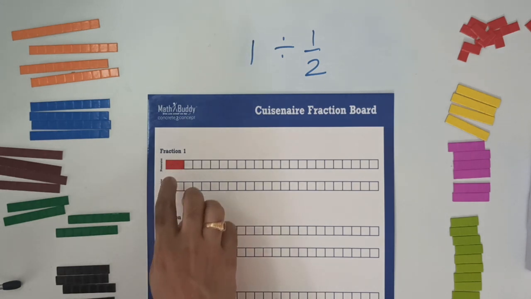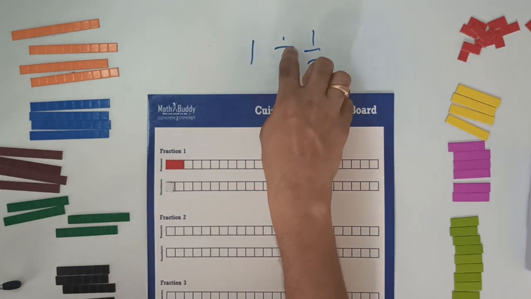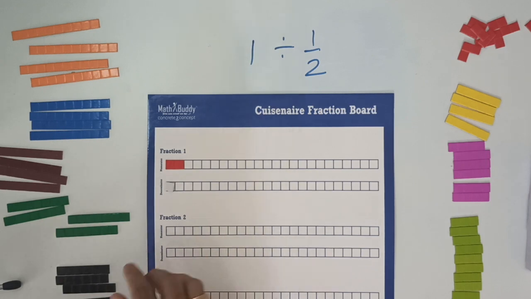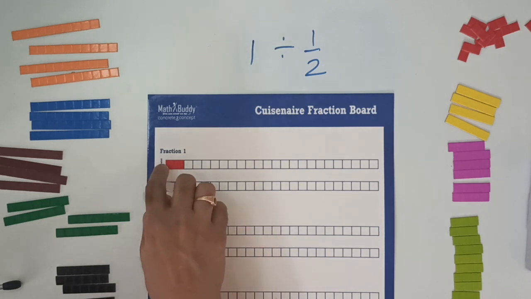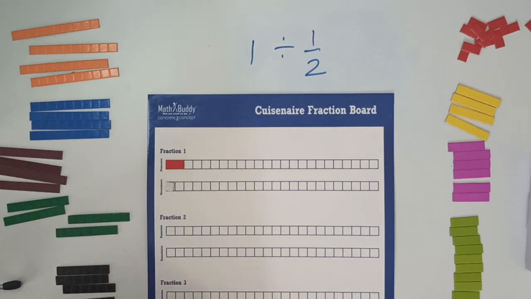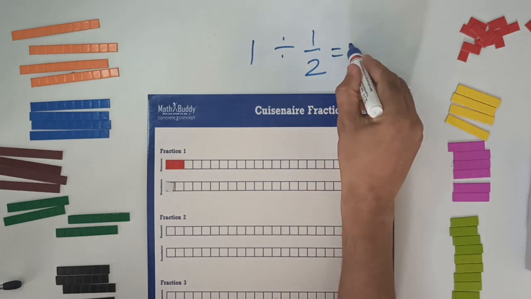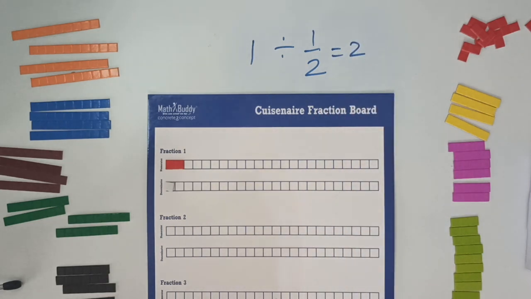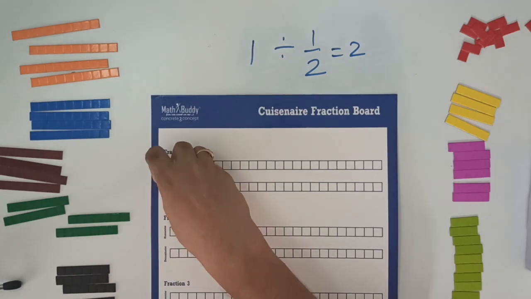Now this is my whole. And when I talk about 1 divided by half, I am just asking how many halves are there in the whole. How many of these white pieces are there in the whole? You can see that there are 2 pieces like this in the whole. So that's why we say that 1 divided by half gives you 2, right? Let's quickly take one more example.